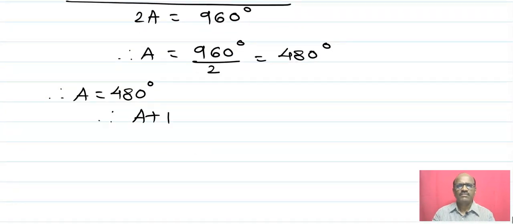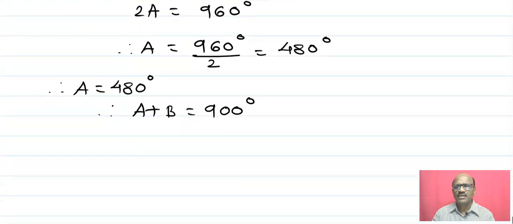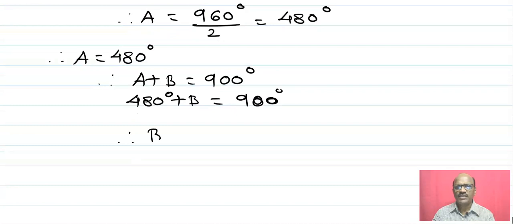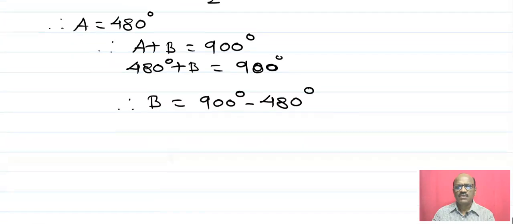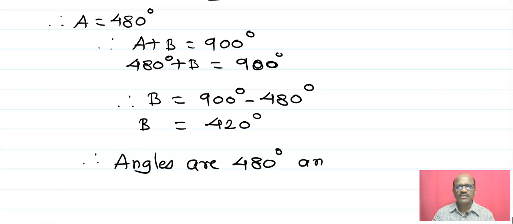Again, find out the measure of angle B. A plus B is equal to 90 degrees. Therefore, the measure of angle B is equal to 90 minus 48. All problems are very easy. That is, the measure of angle B is equal to 42 degrees. Therefore, the angles are 48 and 42.